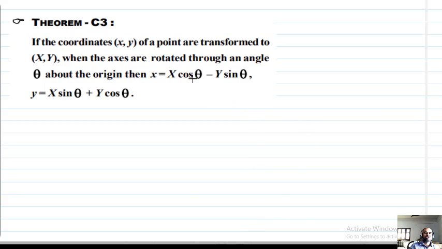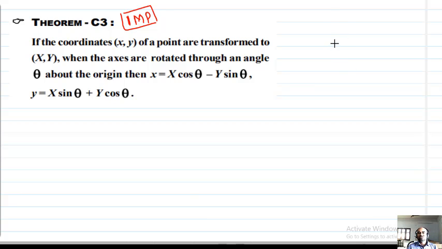Students, listen here, an important theorem, a difficult theorem. The proof is not so important, the result is important, but I want to explain the proof also. Theorem C3: if the coordinates (x, y) of a point are transformed to (X, Y) when the axes are rotated through an angle of theta about the origin, then x = X cos theta − Y sin theta, and y = X sin theta + Y cos theta.